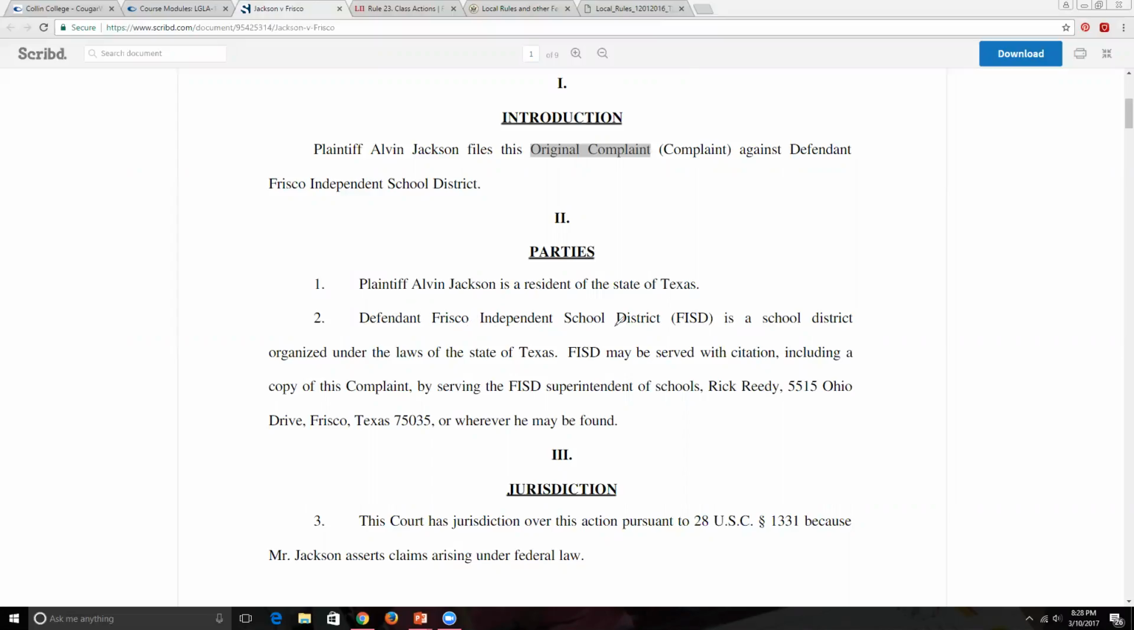Defendant Frisco ISD, FISD, is a school district organized under the laws of the state of Texas. FISD may be served with citation, including a copy of this complaint, by serving the FISD Superintendent of Schools, Rick Reedy, at this address or wherever he may be found. So that's a good party section.